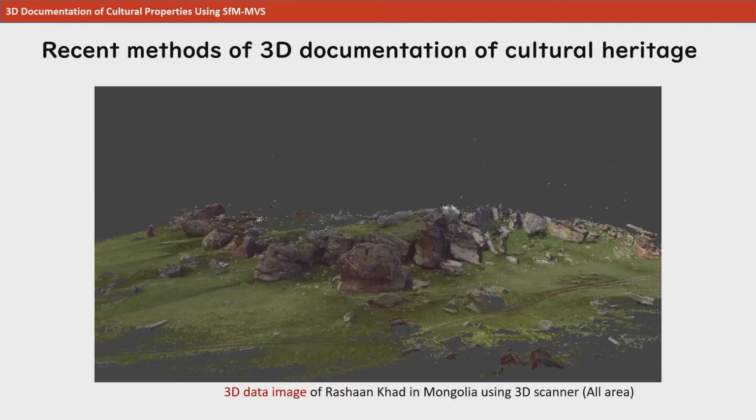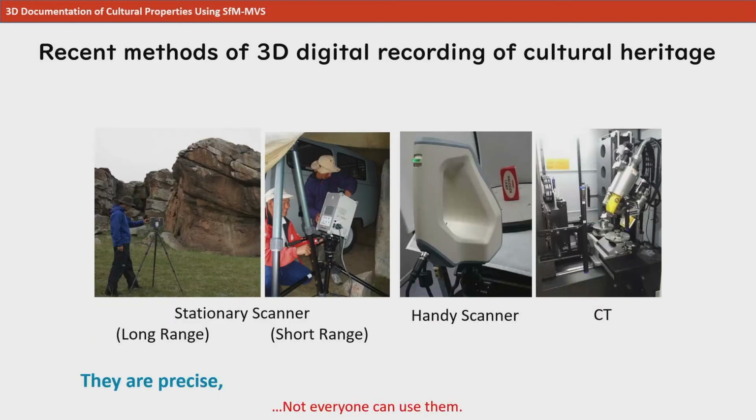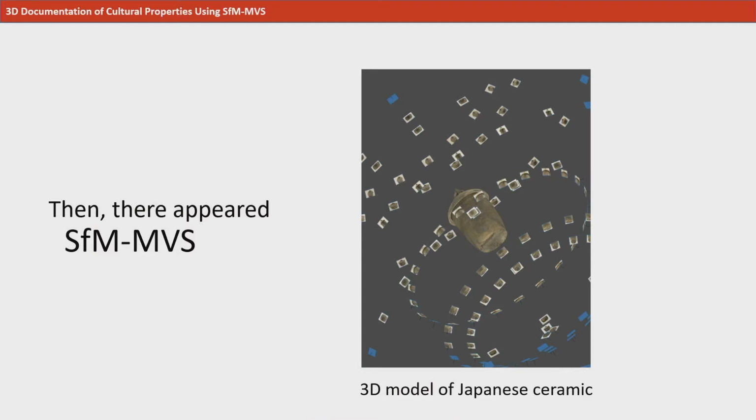This is the 3D image of an archaeological site in Mongolia, using such a 3D scanner. As you can see, fine detailed images can be created. But though there may be various opportunities for its use, since the machine itself is extremely expensive, not everyone can obtain or use a 3D laser scanner. That is when SFM MVS came into the picture.